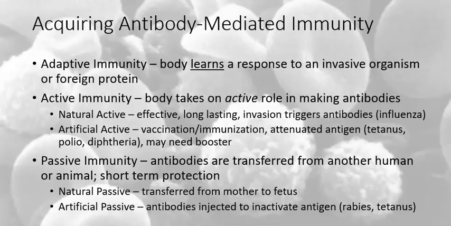For natural active immunity, you have an antigen that enters the body naturally without human assistance, often causes disease first, and it's the most effective and longest lasting. Artificial active immunity, this is your vaccinations and immunizations. This is used to prevent and protect against serious and potentially deadly illnesses such as tetanus, polio, and diphtheria.